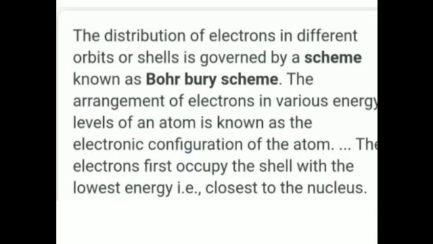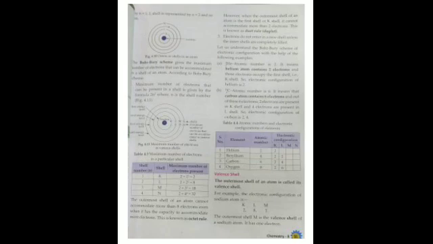And we have discussed that electrons first occupy the shell with the lowest energy, that is the shell which is closest to the nucleus. So the orbit that is nearest to the nucleus is called the first orbit, and then later on the corresponding orbits with the energy which keeps on increasing with each orbit or each energy level. Now this scheme, that is the Bohr-Bury scheme, gives the maximum number of electrons that can be accommodated in a shell of an atom.